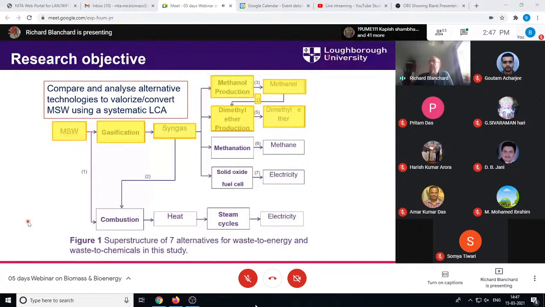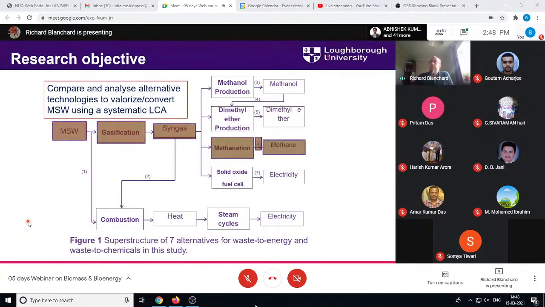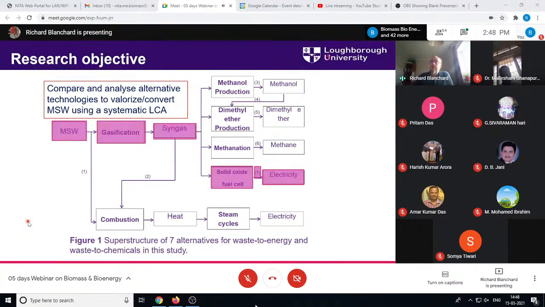That can be done by methanol production or directly from the syngas. Then we have the idea to methanise the syngas just to methane gas. And then the last route is to take that syngas and use fuel cells and make electricity. So the idea behind this talk is going to be to weigh the advantages and disadvantages of these different routes.